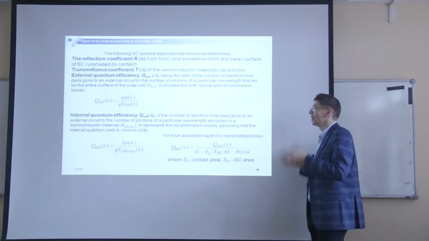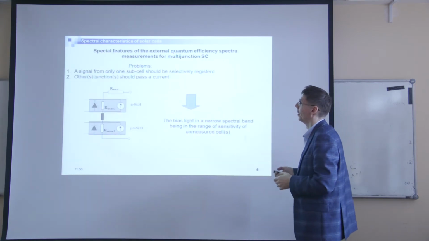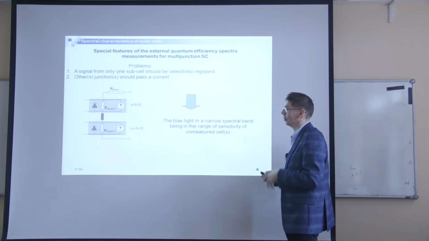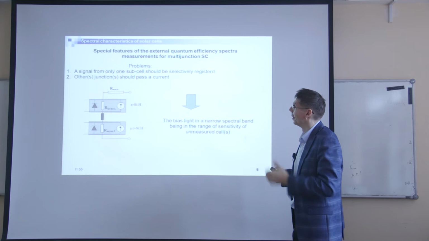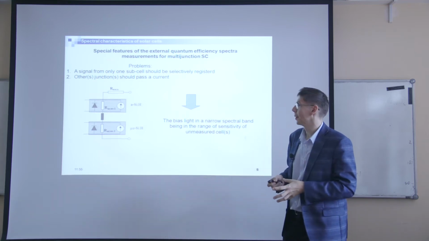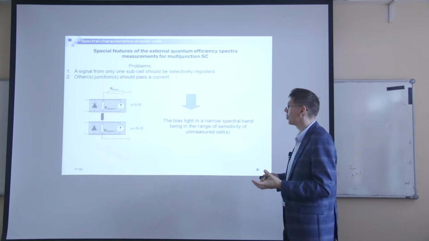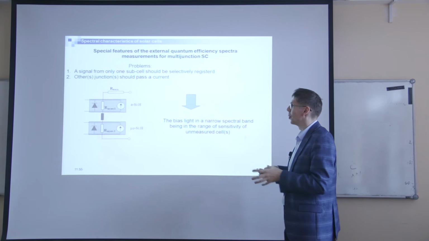So as usual, it seems to be easy to measure, and actually it's not so difficult, but again, not in the case of a multi-junction solar cell. In the case of a multi-junction solar cell, it's usually not so easy.